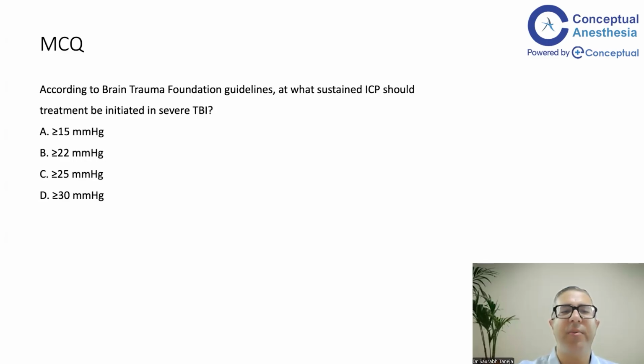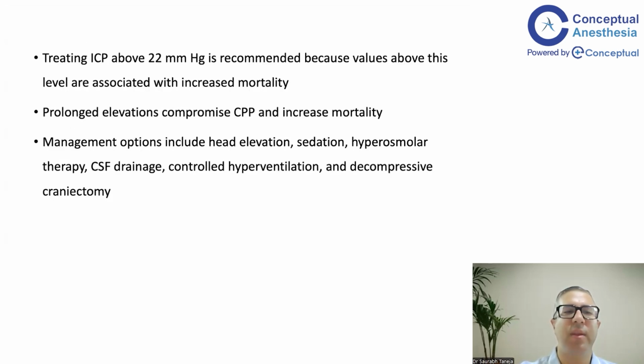So according to Brain Trauma Foundation guidelines, at what sustained ICP should treatment be initiated in severe TBI? The choices are more than 15, more than 22, more than 25, and more than 30. The correct answer is more than 22. So treating ICP above 22 millimeters of mercury is recommended because values above this are associated with increased mortality, and prolonged elevations compromise the cerebral perfusion pressure and increase the mortality.